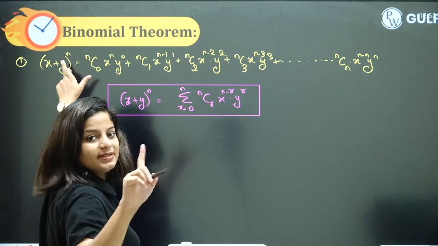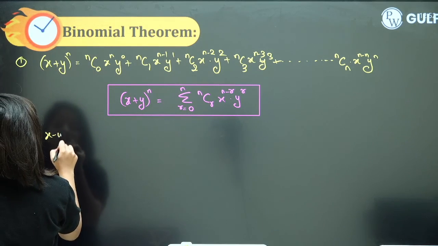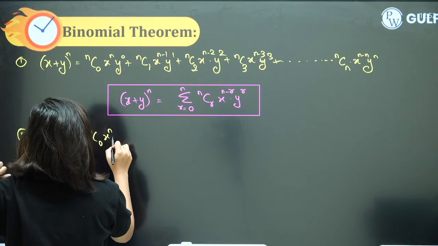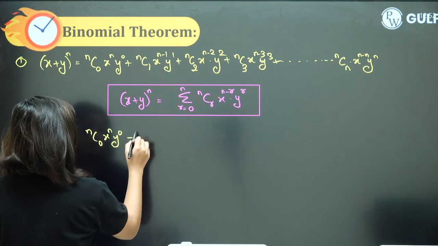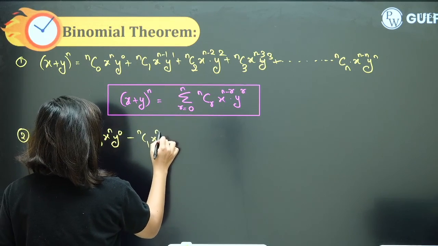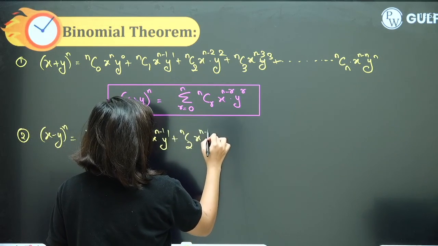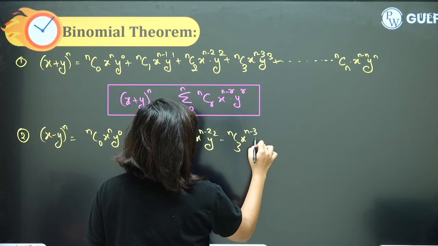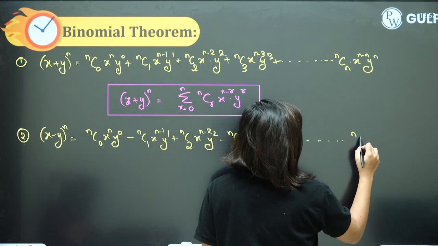If I change this plus y to minus y, what happens is, in the formula for (x minus y) the whole raised to n, there is alternate plus minus, alternate plus minus. That means all the odd terms will have a minus sign now. nC1, x raised to n minus 1, y raised to 1. nC2, x raised to n minus 2, y raised to 2. nC3, x raised to n minus 3, y raised to 3. And so on, you will go on doing till your last term.